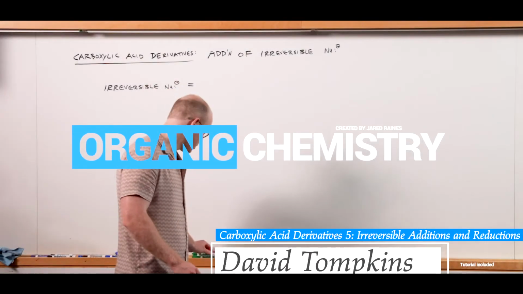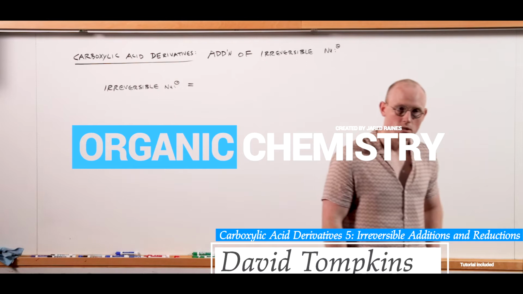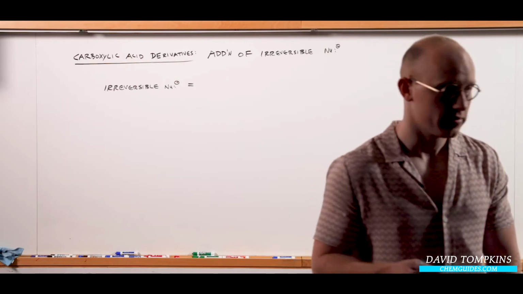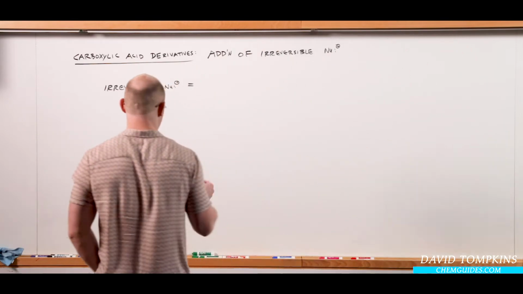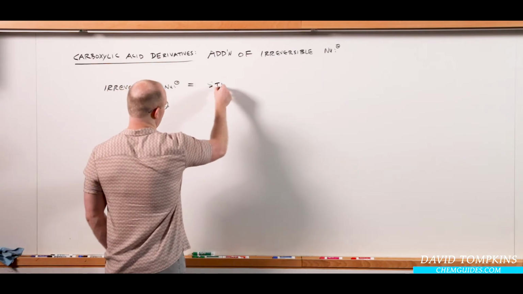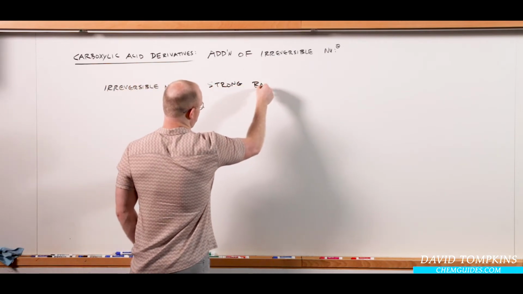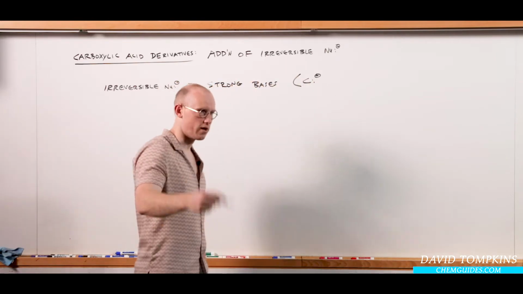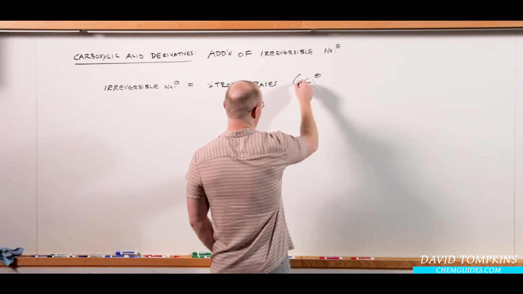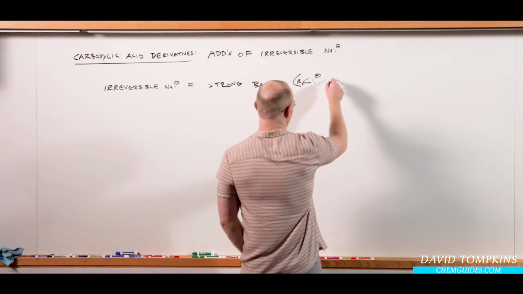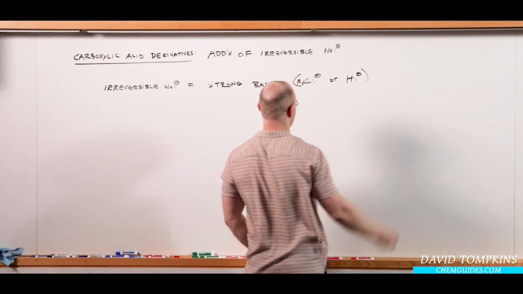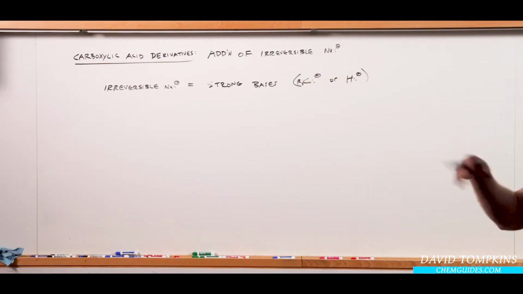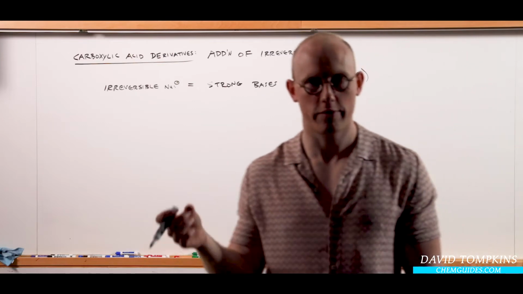Okay, I want to move on now and talk about some of the irreversible additions of very strong bases and good nucleophiles to carboxylic acid derivatives. And these strong bases are most commonly C- carbanions. Of course, carbon would have 3 other bonds, so I'll write R3, or hydride ions, H-. These are strong bases, poor leaving groups, and therefore, when they attack a carbonyl, they cannot fall back off. That is an irreversible process.